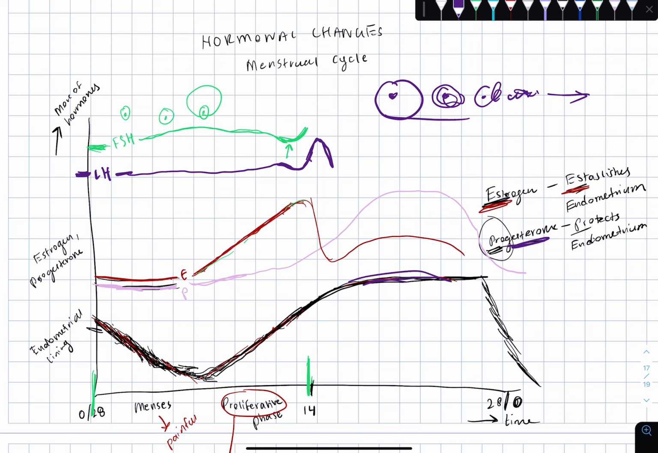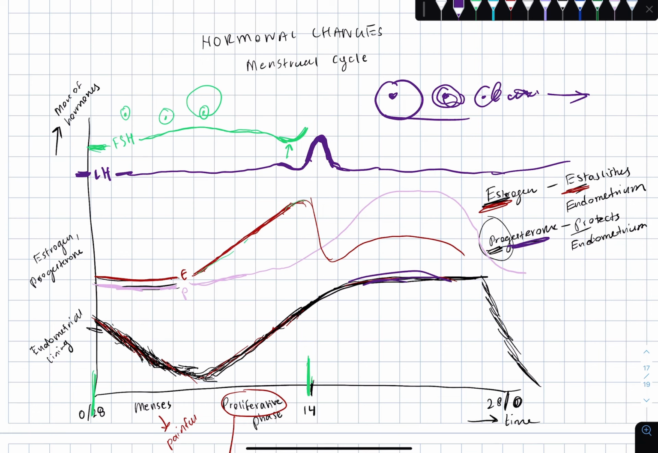So LH is just going to increase a little bit before progesterone increases, and then it's just going to remain at baseline levels again. Now you might be wondering, if estrogen is supposed to be inhibiting LH and FSH, then why are we seeing a peak of LH over here?